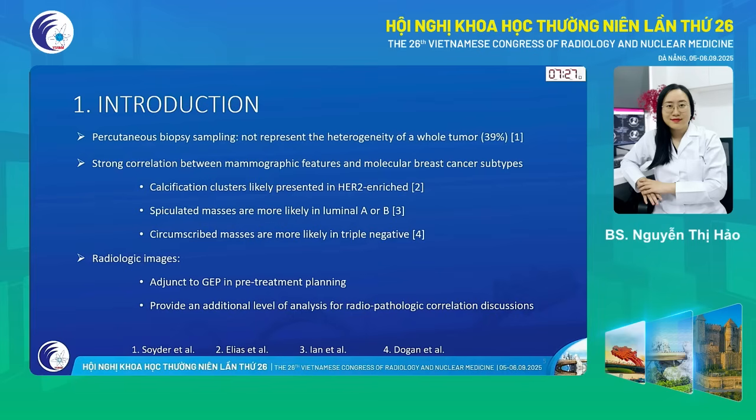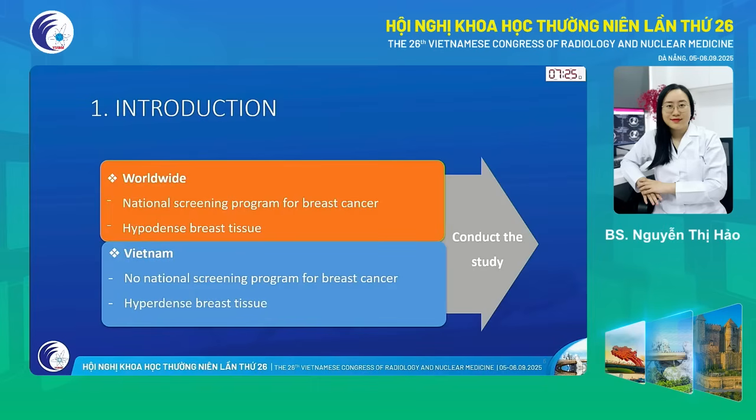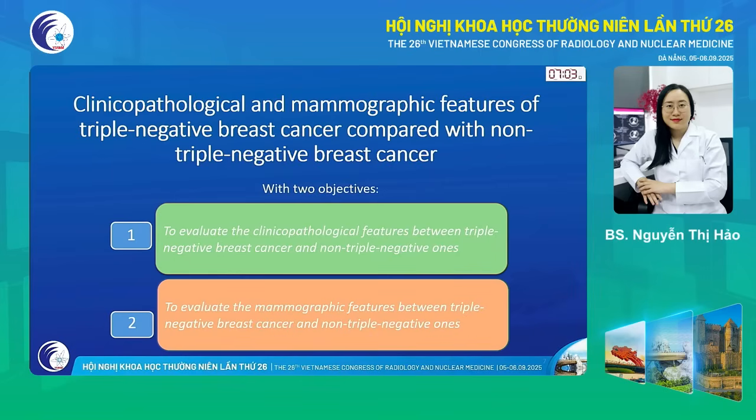for radiopathologic correlation indication. Previous studies were in Western countries where they have national screening programs for breast cancer, and Western women are more likely to have hypodense breast tissue. In Vietnam, we do not have a national screening program for breast cancer, and Vietnamese women are likely to have hyperdense breast tissue. It's the reason why we conducted a study with 2 objectives. The first one is to evaluate the clinicopathologic features between triple-negative breast cancer and non-triple-negative breast cancer. The second one is to evaluate the mammographic features between triple-negative breast cancer and non-triple-negative ones.